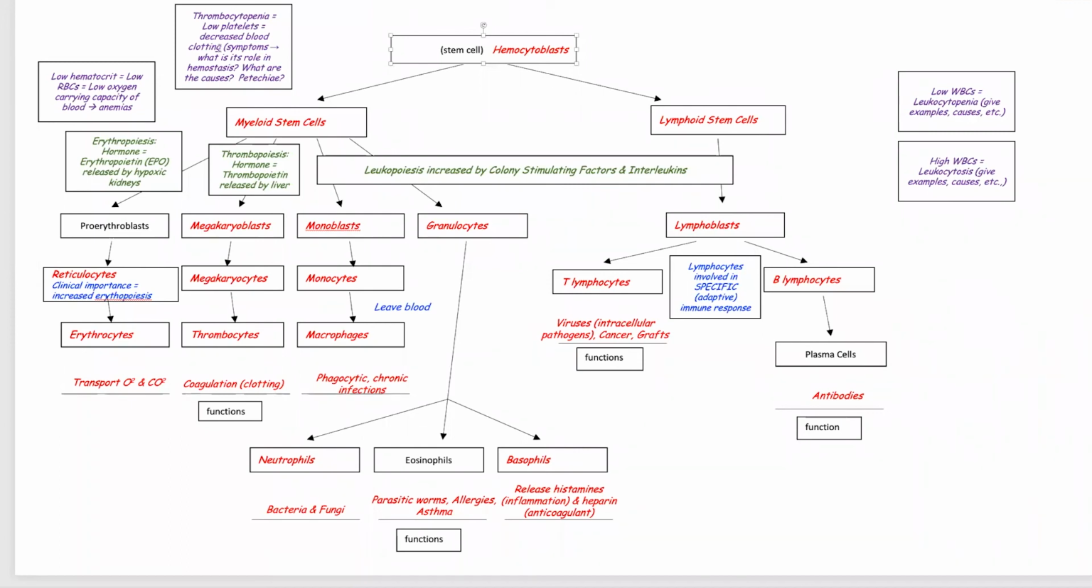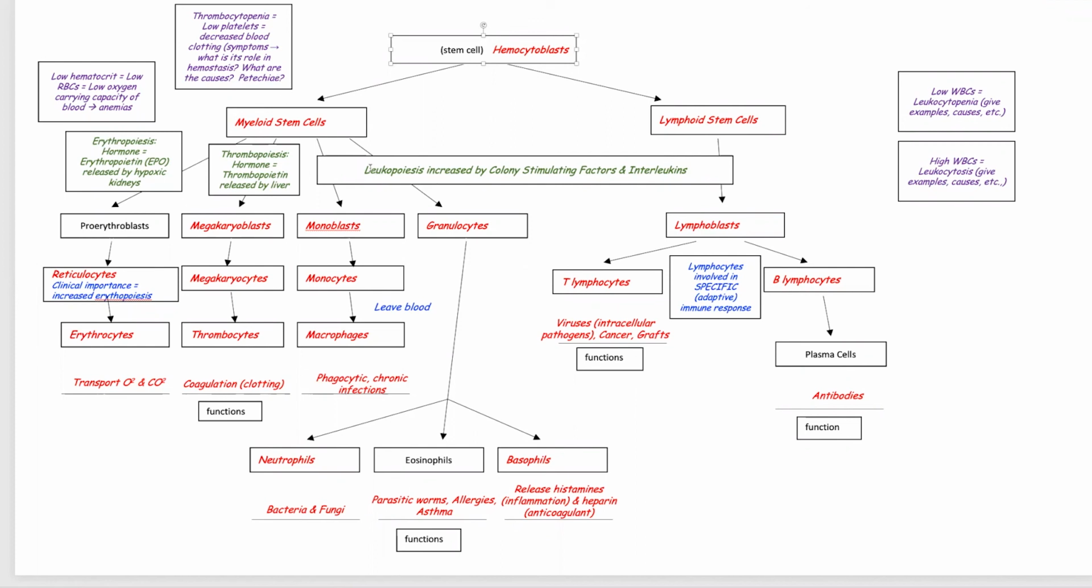Up here, I've included some additional information. Thrombocytopenia, which is an imbalance, is a low platelet blood count. Since platelets are required for blood clotting, that means I'm going to have decreased blood clotting. You should know the symptoms and what the role of the platelets are, or the roles in hemostasis. You can include that, add some additional information, what causes thrombocytopenia, different causes, and what is petechia, which I mentioned in the video.